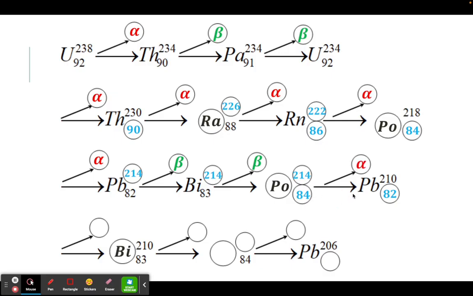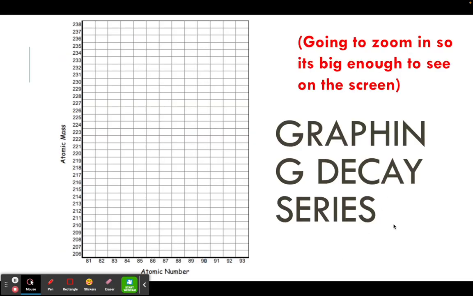And then we just keep doing the exact same thing. So here, I'll just fill in the rest. And so that's what you should have. If you got that right, congratulations. Hopefully, if you didn't get it completely right, hopefully you understand your mistakes and won't make those mistakes again. Okay, so let's graph out the decay series.